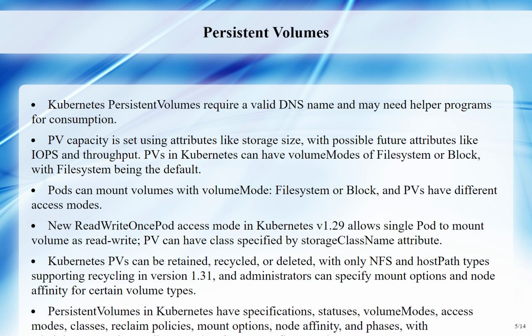Phases of a PV include available, bound, released, and failed, with a new feature in Kubernetes v1.31 allowing for the last phase transition time field to record the timestamp of when the volume last transitioned its phase.